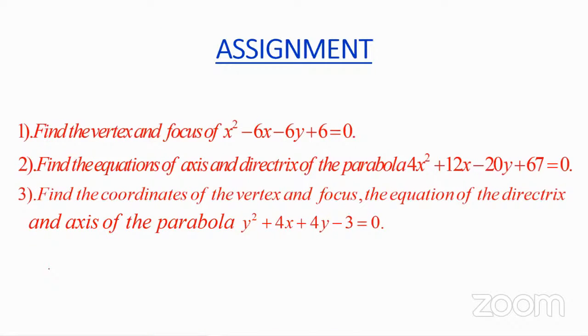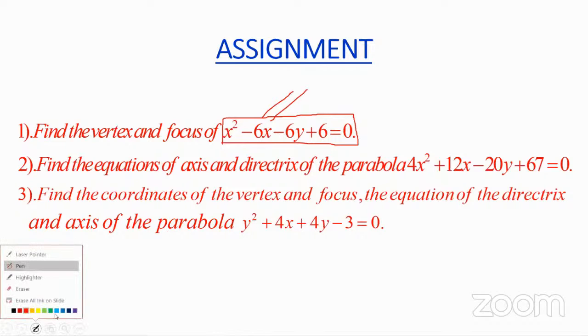So next, the assignment for today. That is x square minus 6x minus 6y plus 6 equals 0. This is in the form where we did two problems on this one, x square. So the first problem is the main example. So here you have to do x square minus 6x.